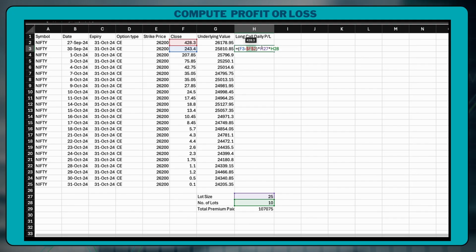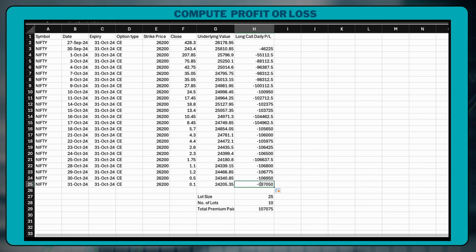By dragging the formula across the cells, we can calculate the daily profit or loss for the long call position for the entire contract period. Before that, don't forget to lock the cells that contain the initial premium, lot size and the number of lots.